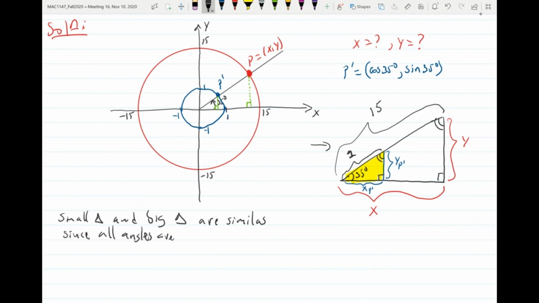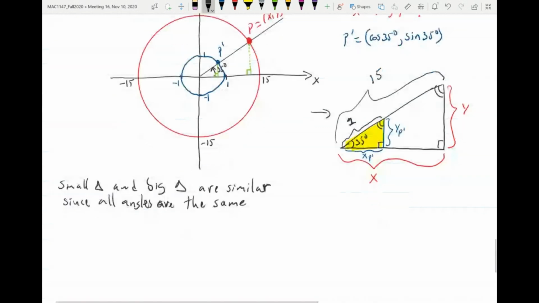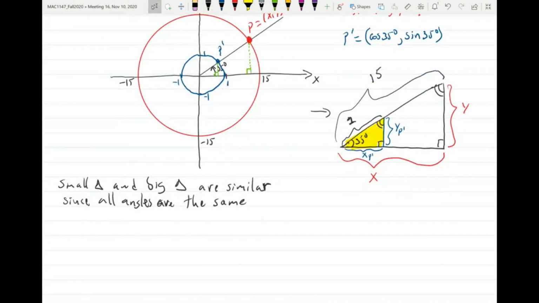Another property that similar triangles enjoy is, all the angles are the same, but also the sizes of the triangles are proportional to each other. Proportional means that when you look at the corresponding ratios, you will always get the same number. So this is what it means to be similar: the angles are the same and the sides are proportional. So the small triangle and the big triangle are similar since all angles are the same. Hence, the sides are proportional.